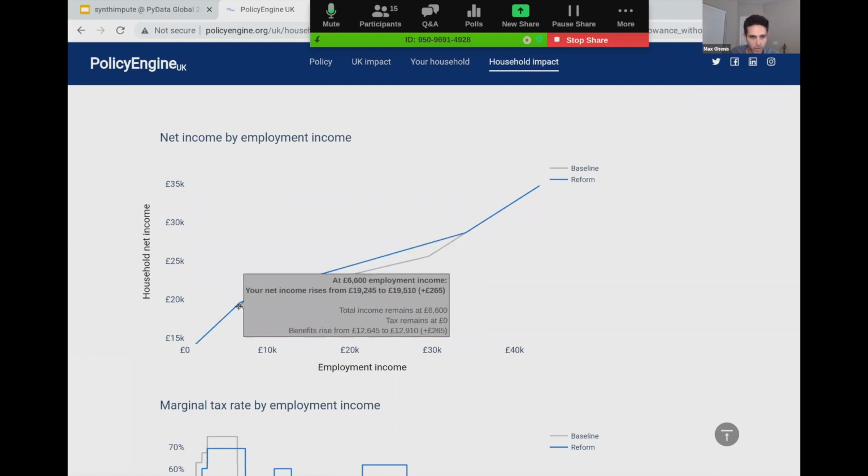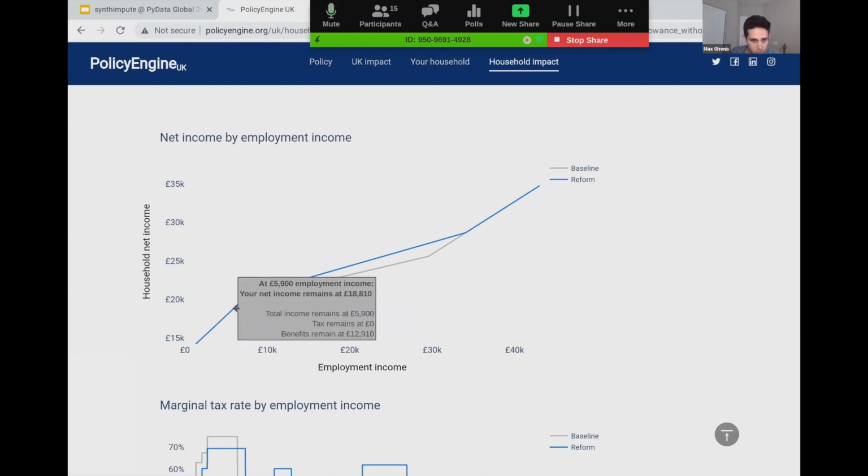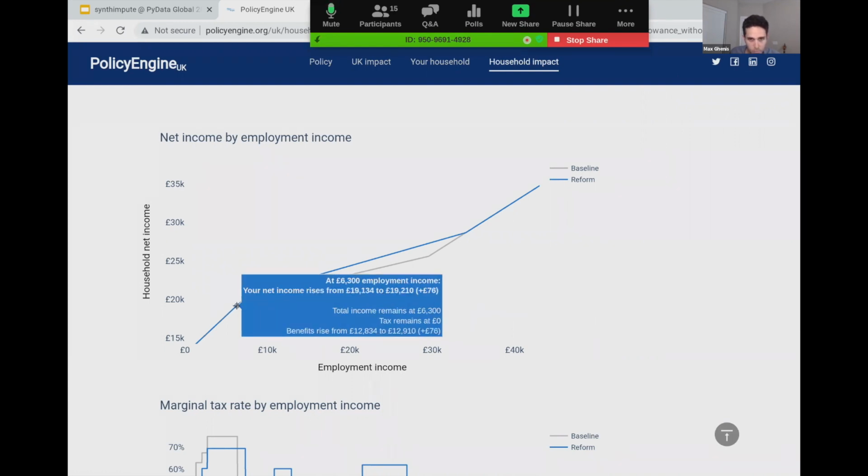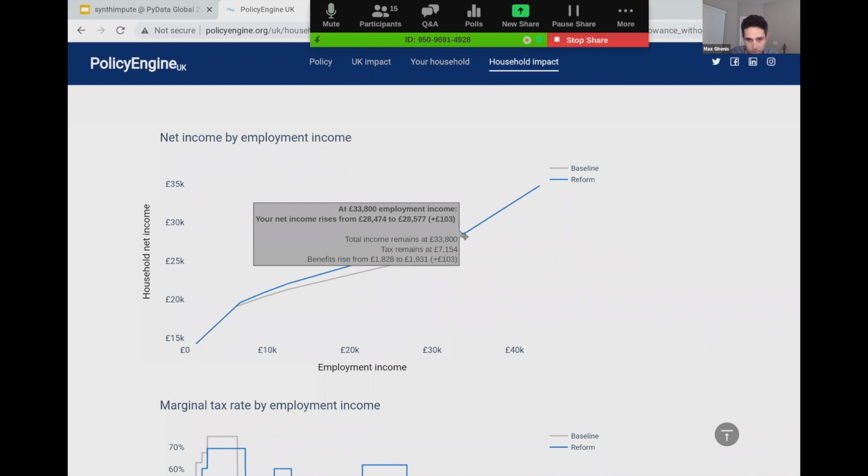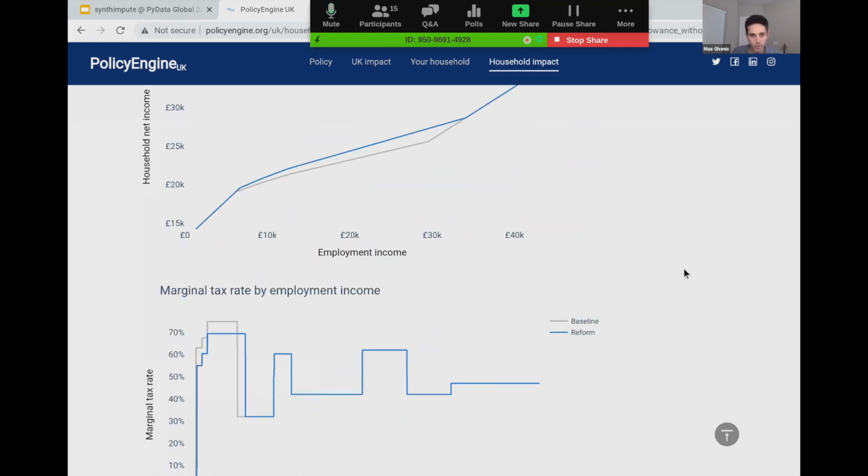and we see from roughly 6,000 employment income to about 35,000 employment income, they are going to come out ahead. And this all is customized based on the parameters that they entered.